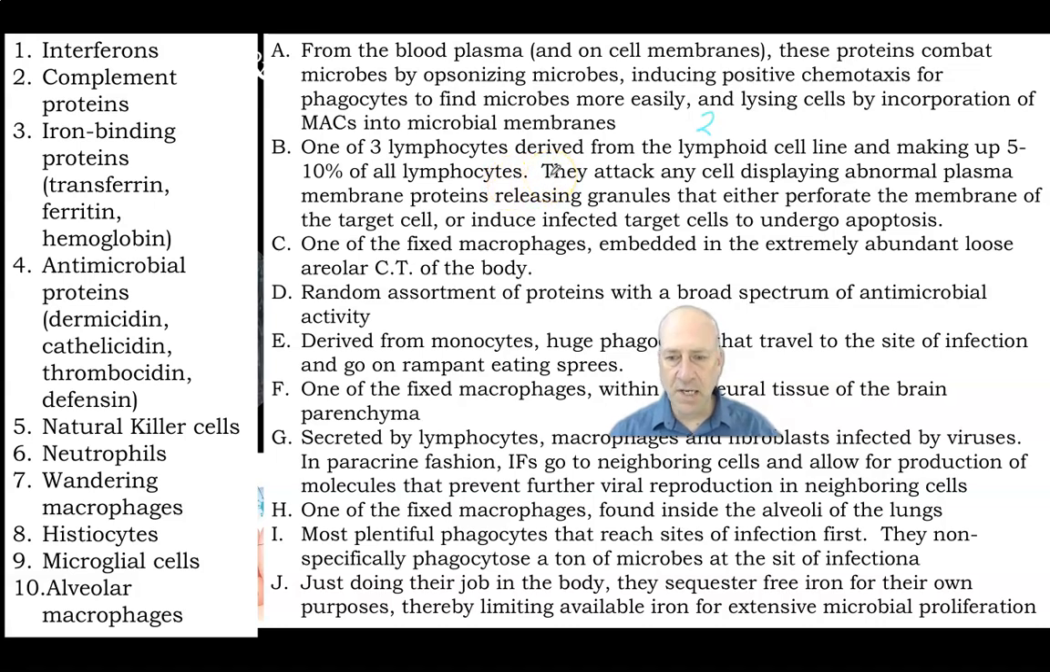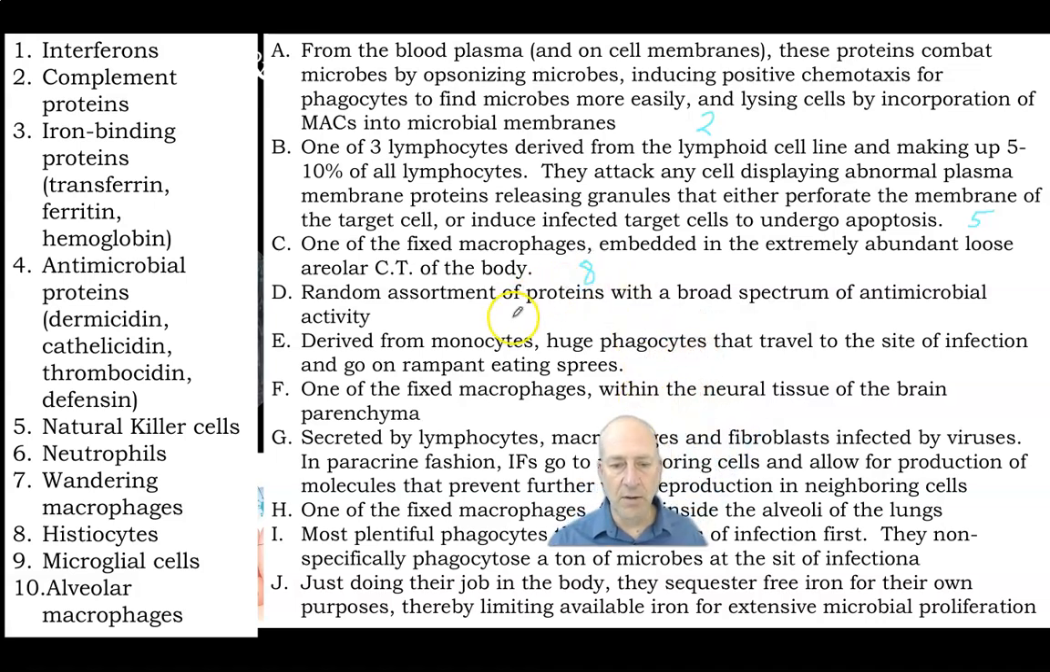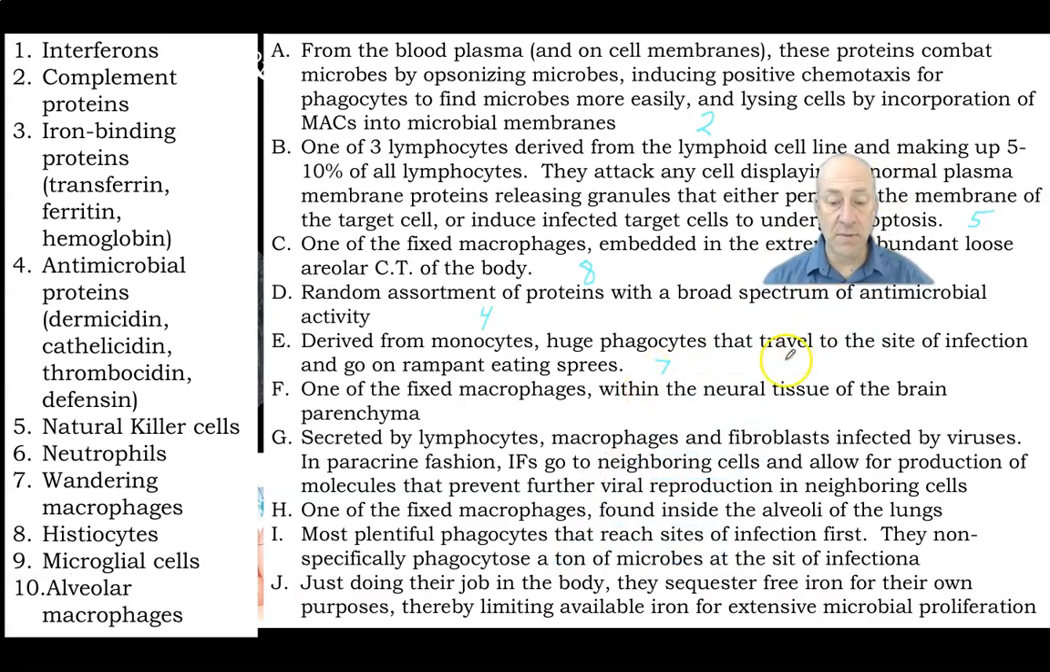B, lymphocytes derived from the lymphoid cell line, and they attack any cell. These are natural killers. So B is going to be natural killer cells. C, one of the fixed macrophages embedded in the extremely abundant loose areolar tissue. Those are called histiocytes, basically macrophages that are constantly inside of loose areolar connective tissue. D, random assortment of proteins with a broad spectrum of antimicrobial activity. Those are antimicrobial proteins. Pay attention to the side part of dermcidin, cathelicidin, thrombocidin. E, derived from monocytes. That's where wandering macrophages come from. Huge phagocytes free to travel to the site of infection and just lay waste to pathogens by eating them.